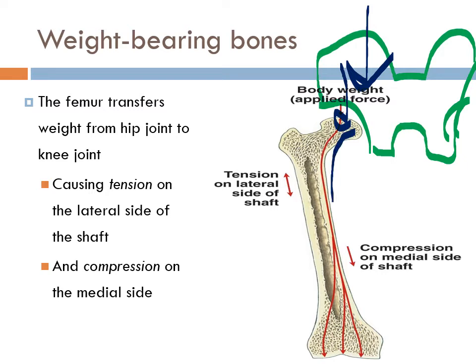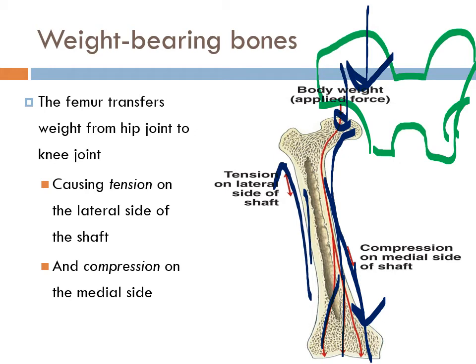So you've got compression on this medial side of the femur, and you have tension on the lateral side of the femur. And so this bone is resisting all of these different pressures in order to maintain the weight of your body and hold you upright. So tension on the lateral side, compression on the medial side. And you can see how that compression and tension is going through the cortical bone in the shaft of the bone, and then the compression spreads out through the trabecular bone in the distal epiphysis to allow for that articulation with the tibia underneath the femur down here.